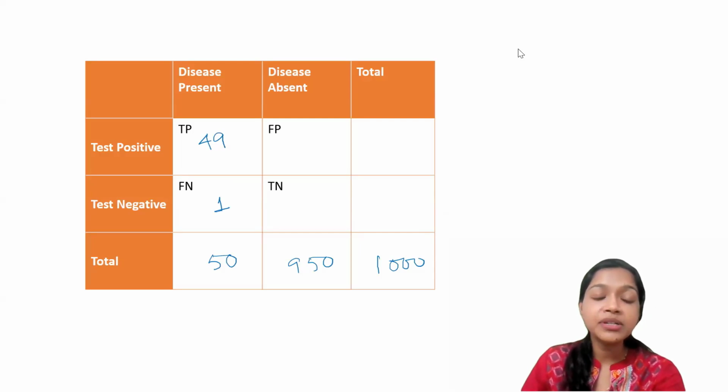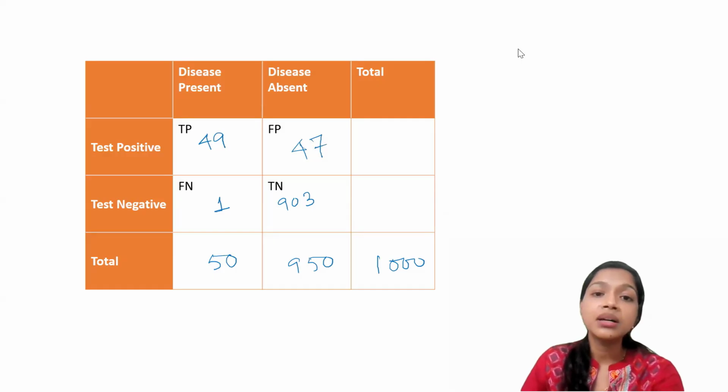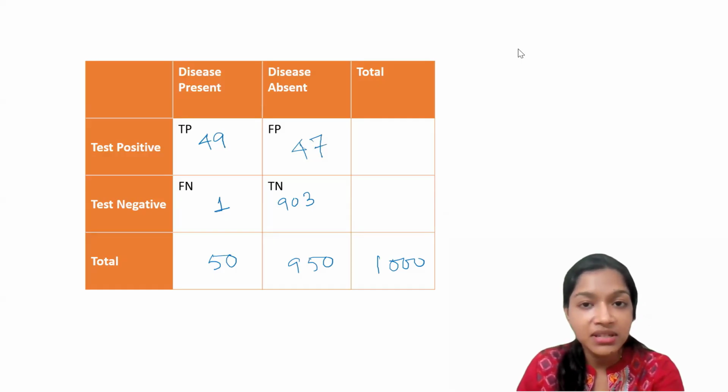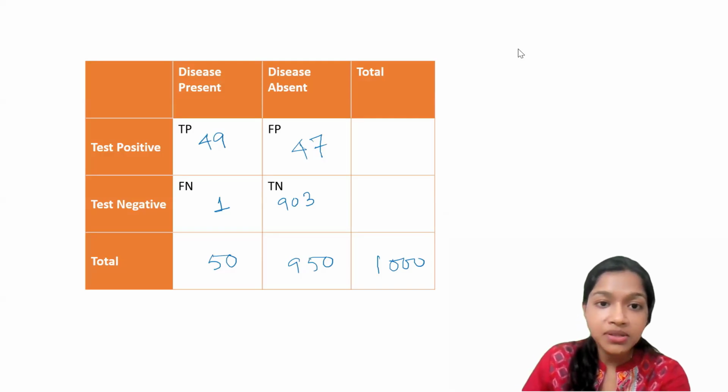And 95% of 950 are true negatives. So after we apply the specificity figure, 95% of 950 is roughly 903, 902 point something. So it is 903. Here the difference again is going to be 47. So 47 persons are identified as false positive by the test, and 49 people are actually true positive. So the total positive is 96 and total test negatives are 904.